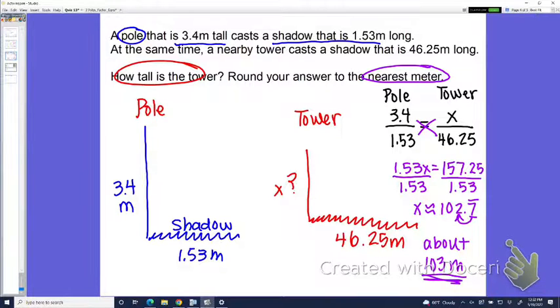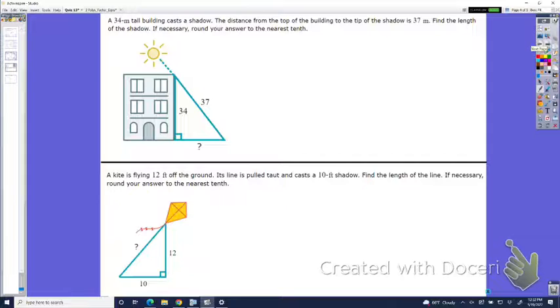Question 4 is using Pythagorean theorem on a right triangle. So Pythagorean theorem is a squared plus b squared equals c squared. C is always the hypotenuse number, which is across from the right angle.